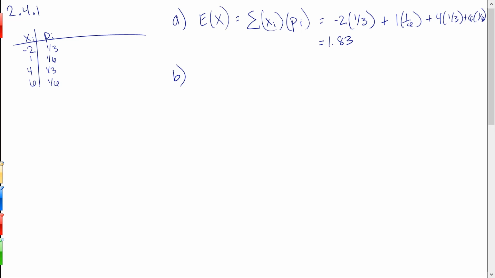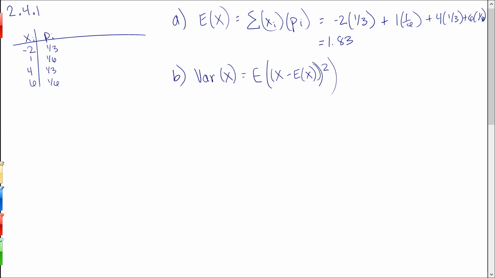Okay, now part B, it asks us to find the variance, but it wants us to understand the two formulas. The reason we have two formulas is just because the second one is a lot easier to use. Part of the reason that we're doing this is to help you visualize why that second one's a lot easier to use, especially before we had calculators.